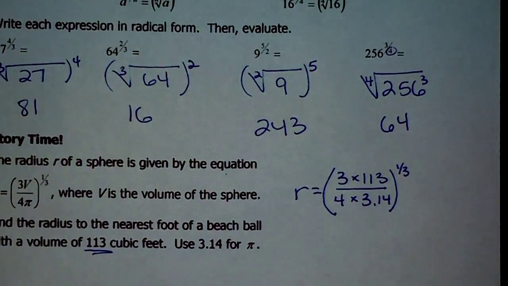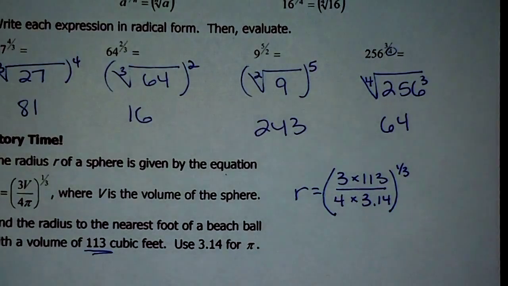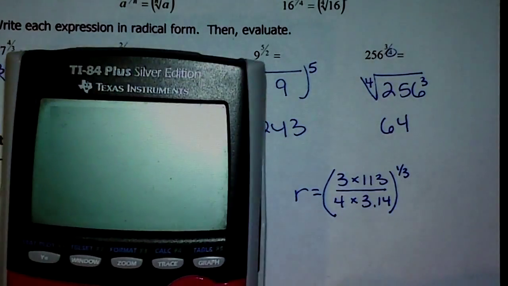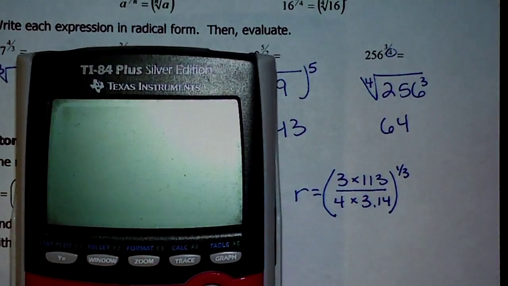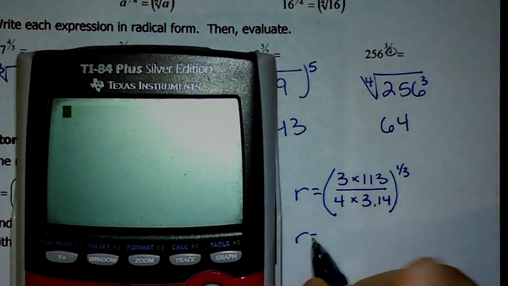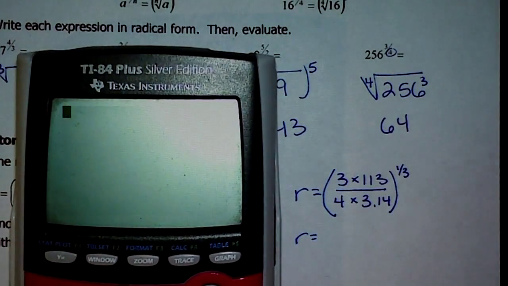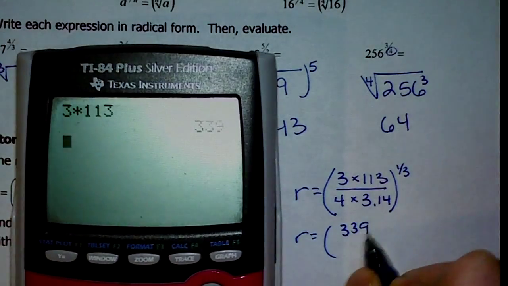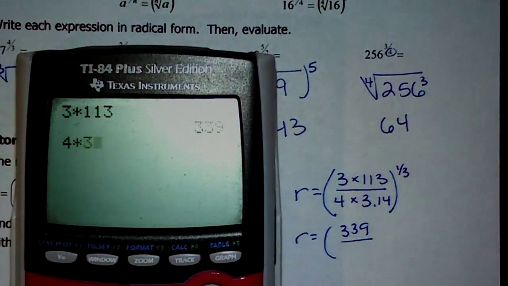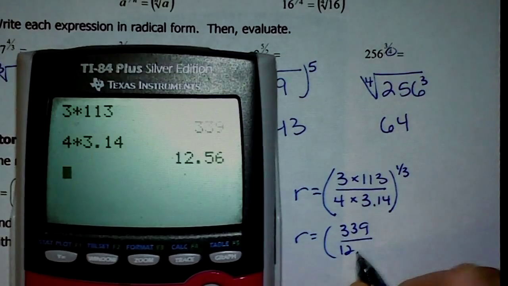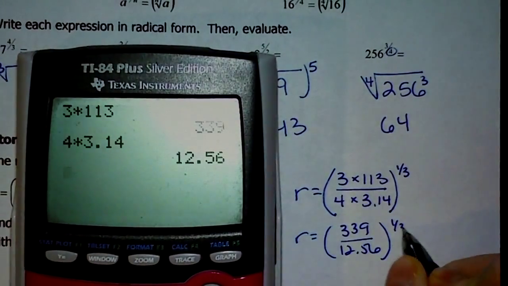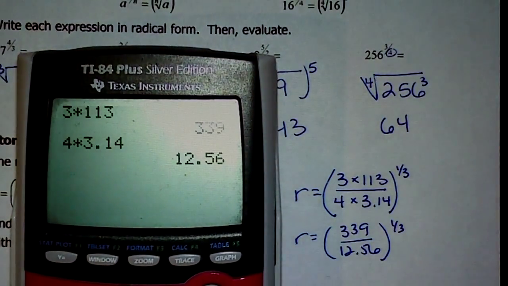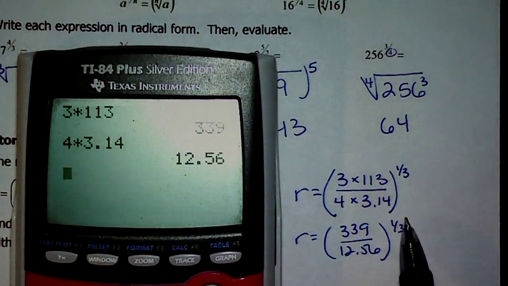Now, you could do this all at once in your calculator if you wanted. I would just suggest you separate it out though. So, I'm going to solve the numerator. I'm going to take 3 times 113, and that's 339. Then I'm going to take 4 times 3.14, and that's 12.56. I want to raise that to the 1/3 power. So I want to raise this quotient to the 1/3 power.